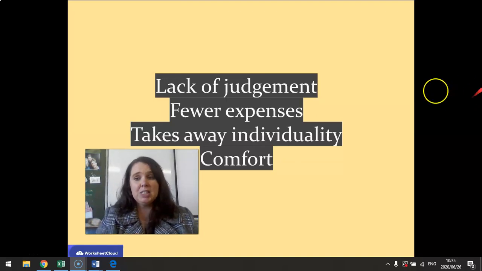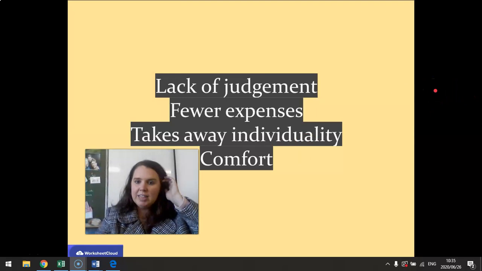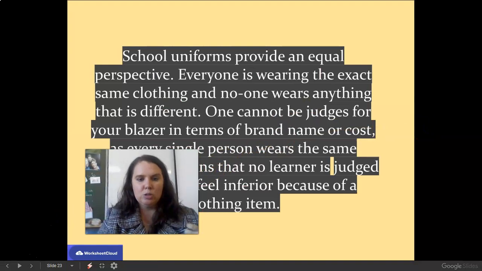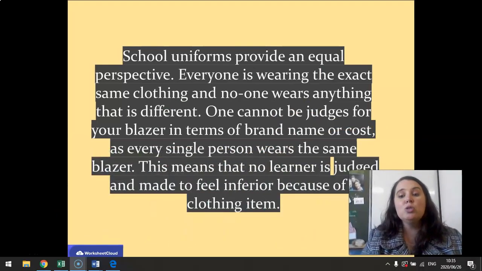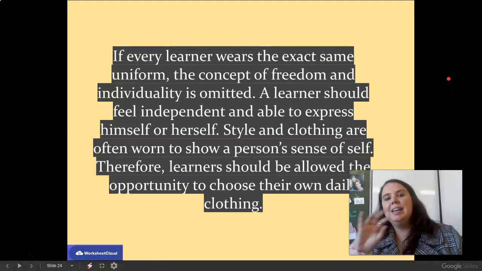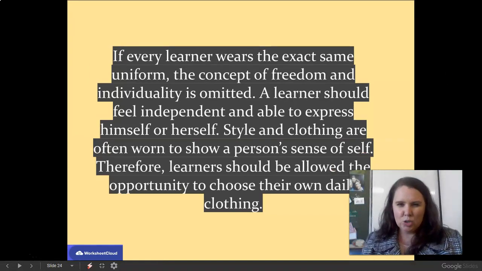Again, I'm going to do exactly the same with our PEEL paragraph. Let's look at taking away individuality, just so you know again an example of how you can develop. So I'm giving my main point. School uniforms, this is the previous one we wrote about judging. So you still have your exact same concept. You first show your side of the argument where you agree. You show how a person could possibly agree. But then you also have to show in another paragraph how it's now a balanced argument.